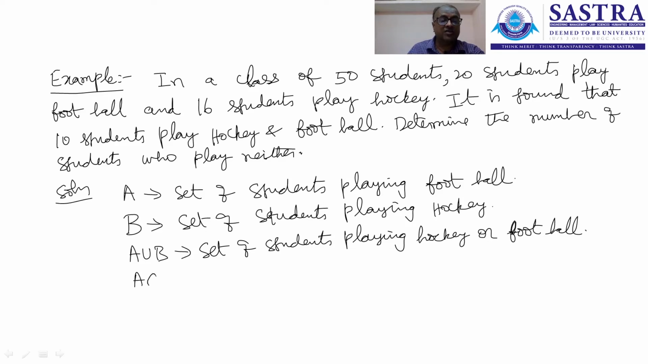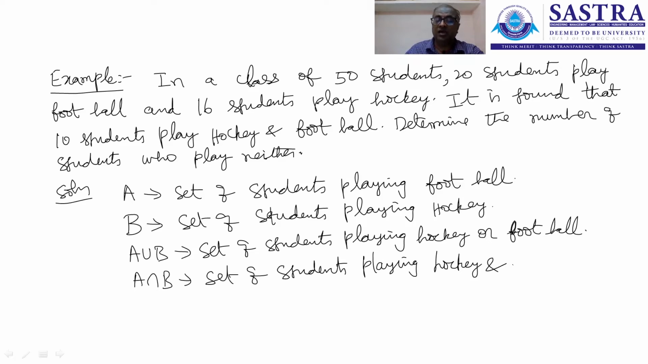And you know A intersection B will be the set of students playing hockey and football. Okay, so only the set of students who play both the games are in A intersection B, and you can see that A intersection B is contained in A union B.